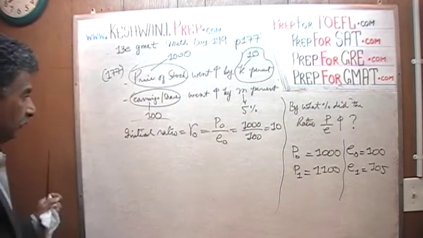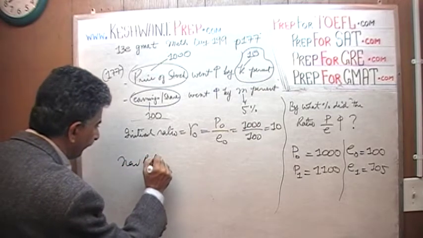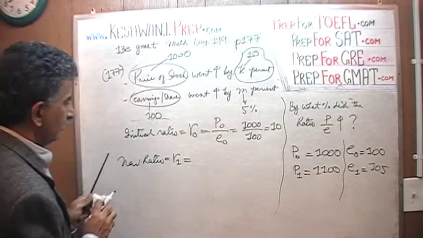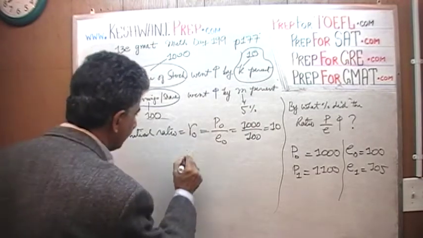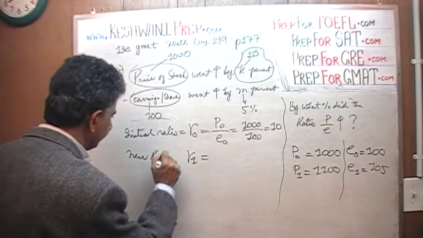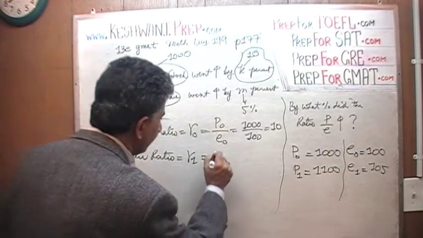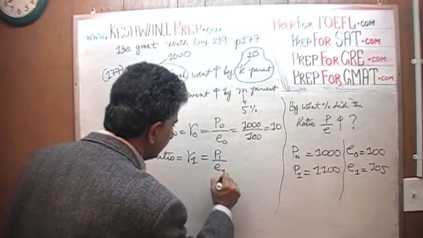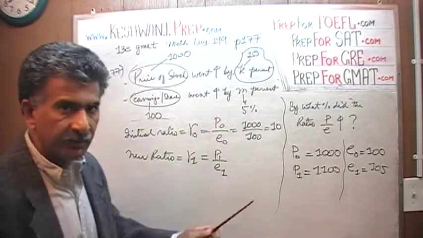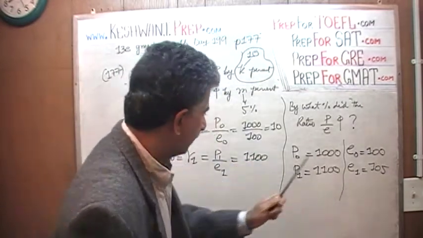What happened to the ratio? The new ratio, let's call it R with subscript 1, it would have looked nice if I had lined up everything properly. The new ratio is equal to R1, which is the new price over the new earnings. And the new price is $1,100 because the price has gone up by 10%. So it's 1,100 over 105.